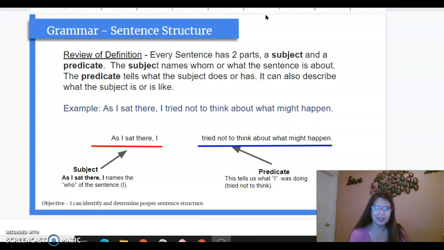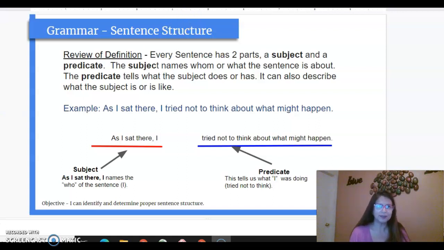Now let's look at the whole sentence again. As I sat there, I tried not to think about what might happen. So remember, all sentences have two parts: the subject, which is as I sat there, I, and the predicate, tried not to think about what might happen. So in a complete sentence, again, two parts. The subject tells you who or what they're talking about, and the predicate tells us what they're doing or what they're like.